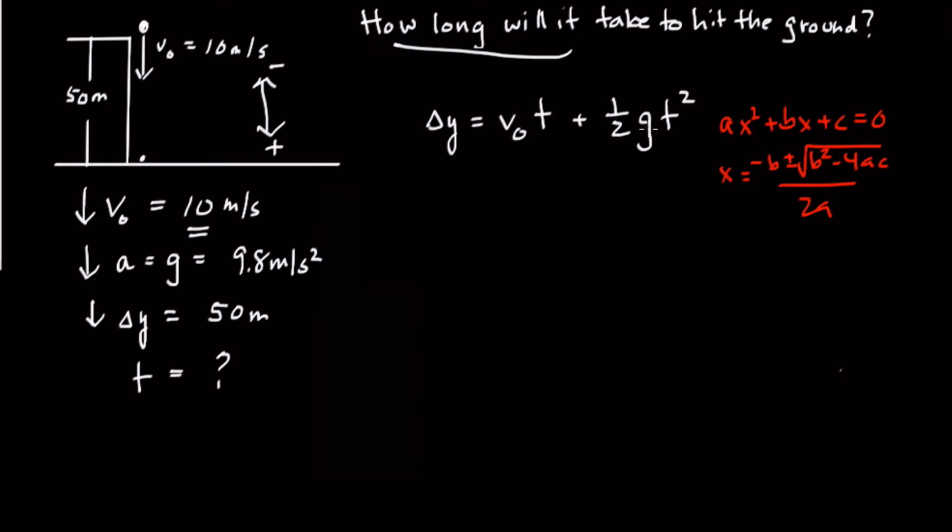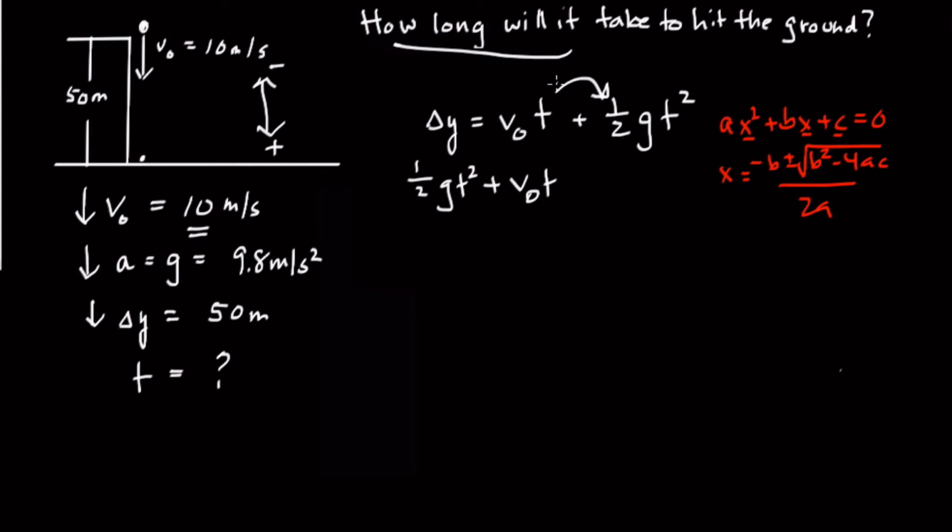So the first thing I'm going to do here is rewrite this. I'm just going to rearrange the terms a little bit so they're in this x squared, x, and then just that number without a variable form, set this whole thing equal to 0 and put it in this form. So I'm going to start with my squared term, 1/2 g t squared plus v naught t.